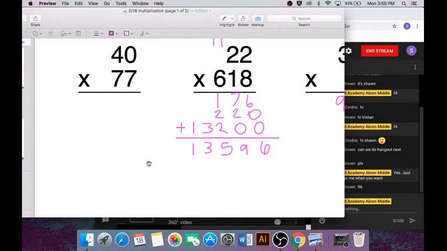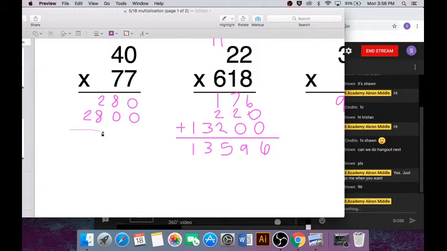Okay, last one, we have 40 times 77. So we're going to do 7 times 0, which is 0, and 7 times 4, which is 28. Now we're going to move over to our other 7. So we're going to put a 0 to hold our place. 7 times 0 is 0. And 7 times 4 is 28.